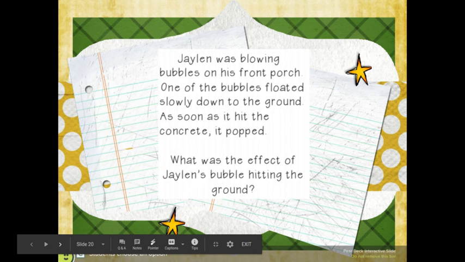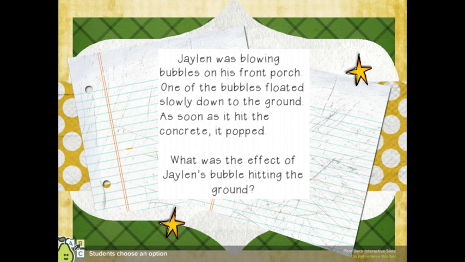This slide says Jalen was blowing bubbles on his front porch. One of the bubbles floated slowly down to the ground. As soon as it hit the concrete, it popped. What was the effect of Jalen's bubble hitting the ground?